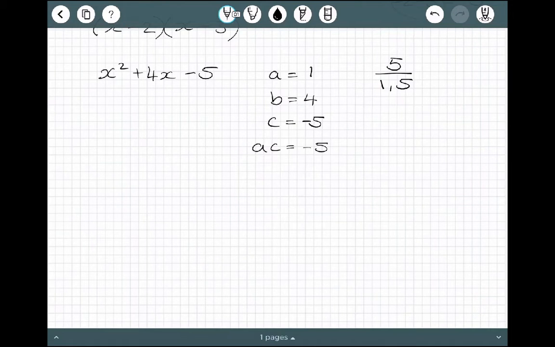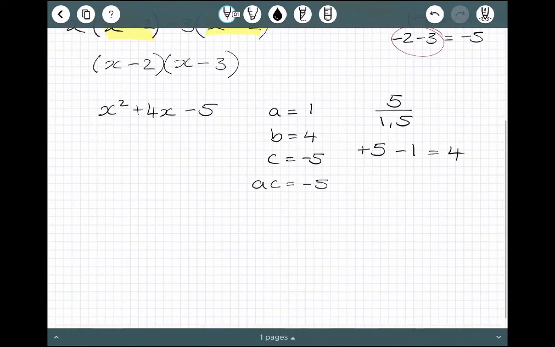So the only way I can add to make 4 using this is with positive 5 minus 1, and that will equal 4. So if I choose the numbers positive 5 and minus 1 and I multiply them together, do I get negative 5? Yes, I do. So using the little rule that we just discussed, by taking the answers, we should be able to go straight to the final result. So we should be able to write down x plus 5, x minus 1. And bear in mind, this only works when a is equal to 1.